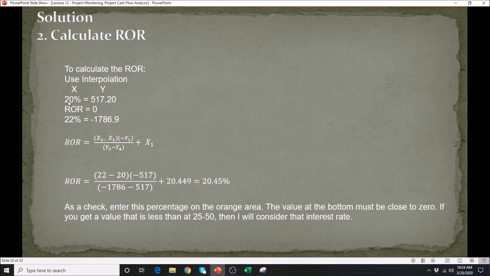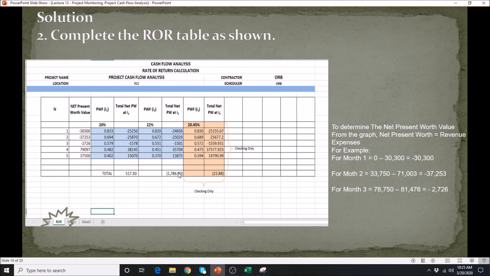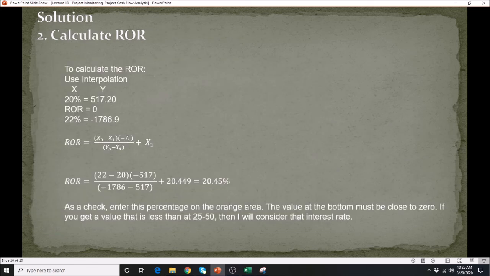We have your 20, that is your 517. And then we have here your ROR, which is equal to 0, and we have here 22%, which is your negative 1786. Well, in this case here, it's the opposite on the receivable and the expenses. By the way, in Excel, the negative is in parentheses.